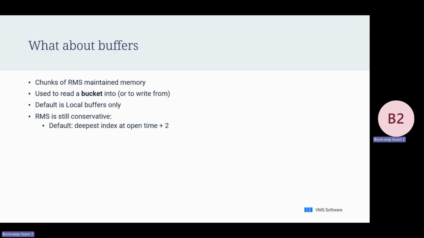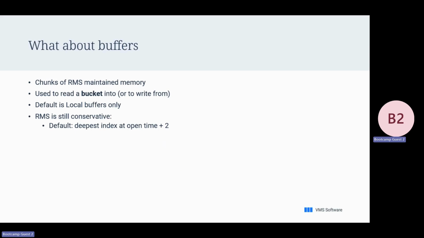Now, what's a buffer then? A buffer is a chunk of RMS maintained memory. We use it to read a bucket into, and the default is local buffers only. Which means a buffer is allocated to your process, and nobody else can use it after you read it because it's in your process only. RMS was designed conservative, and it's still conservative. We never changed that.